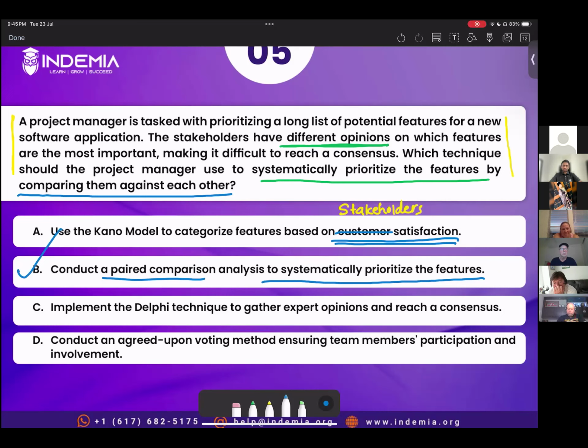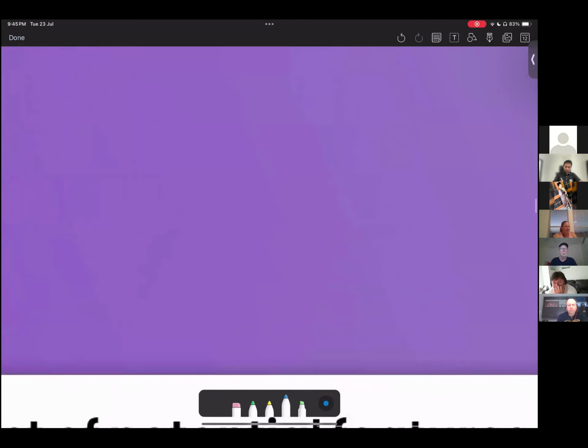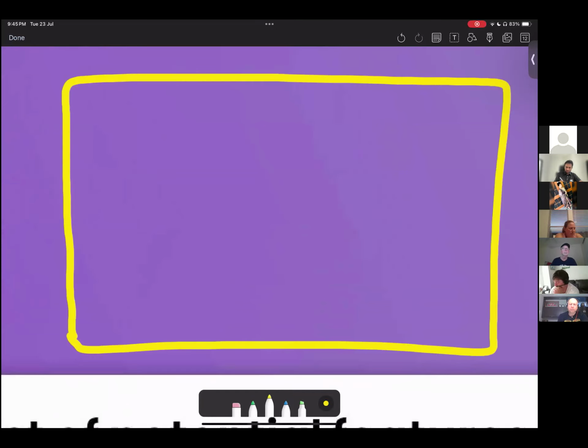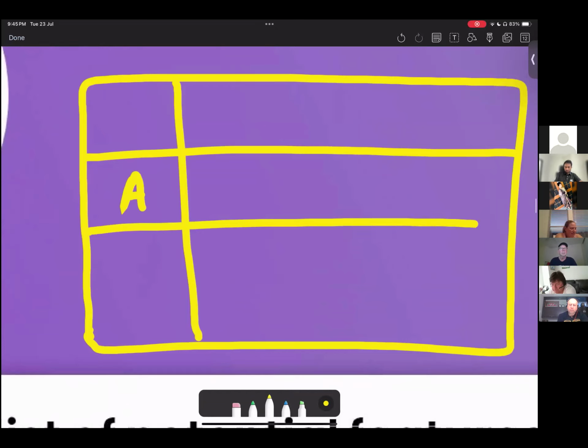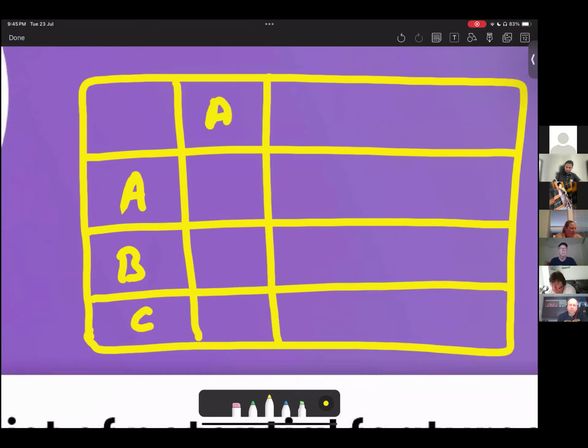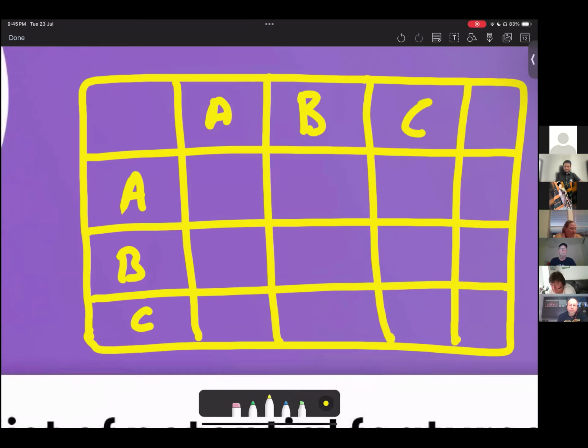Paired comparison is a technique where you compare A with B, B with C, C with D, right? Remember, if you recall, let me just quickly go through it. So we talked about paired comparison. It is something like this. You have feature A, feature B, and feature C, right? So you have A here, B, and C. I can't compare A with A, B with B, C with C, right?